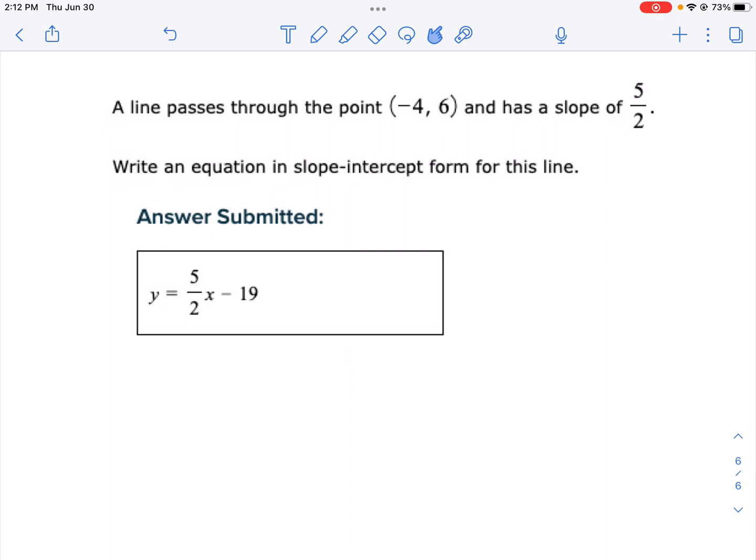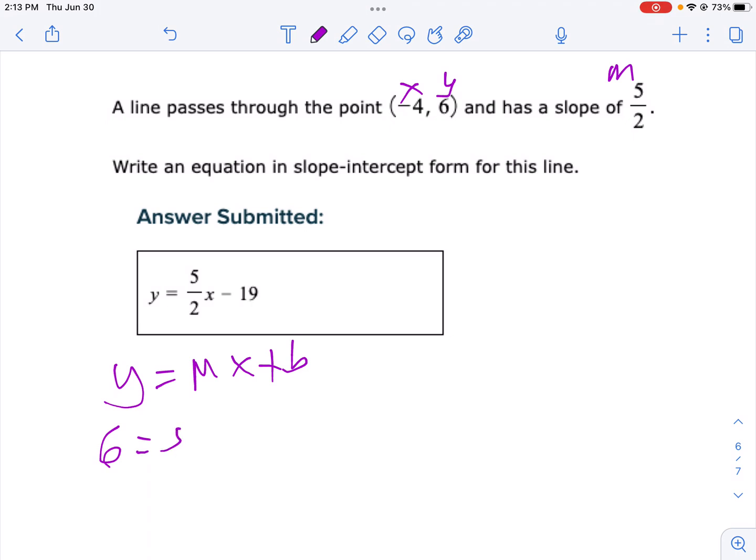And in our last problem, I'm going to write this equation in slope-intercept form. I can do this in a couple different ways, but I think I'm going to do it in slope-intercept form. y equals mx plus b. I know x is -4, y is 6, and m is 5/2. So I'll substitute those in. So y is 6, m is 5 halves, x is -4, and I'm going to solve for b.